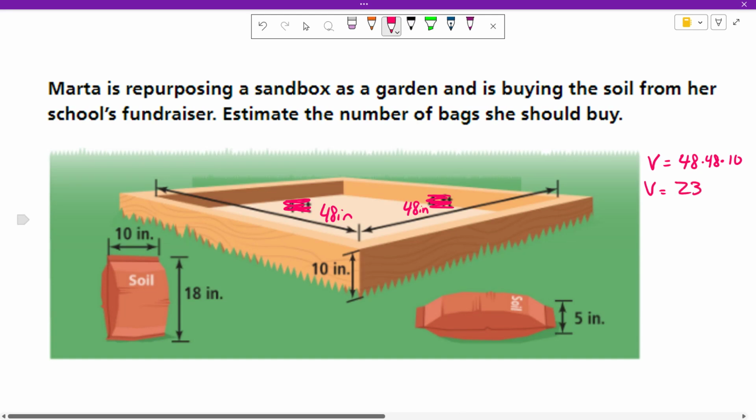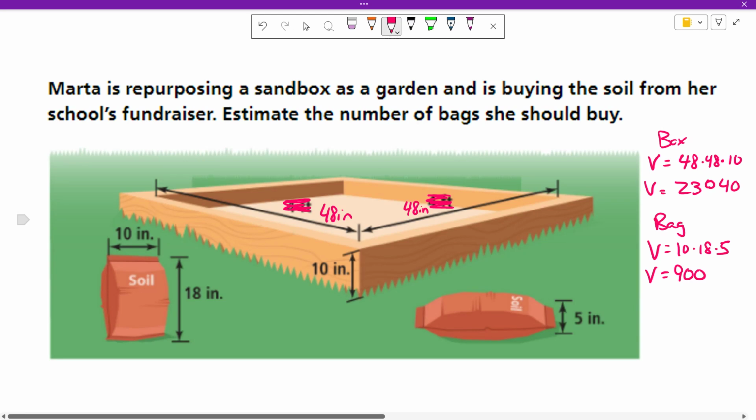23,040. That's the box. Now the bag. Well, the bag is length, width, height. So the volume equals 10 times 18 times 5. That's 900. So how many bags will fit in the box?